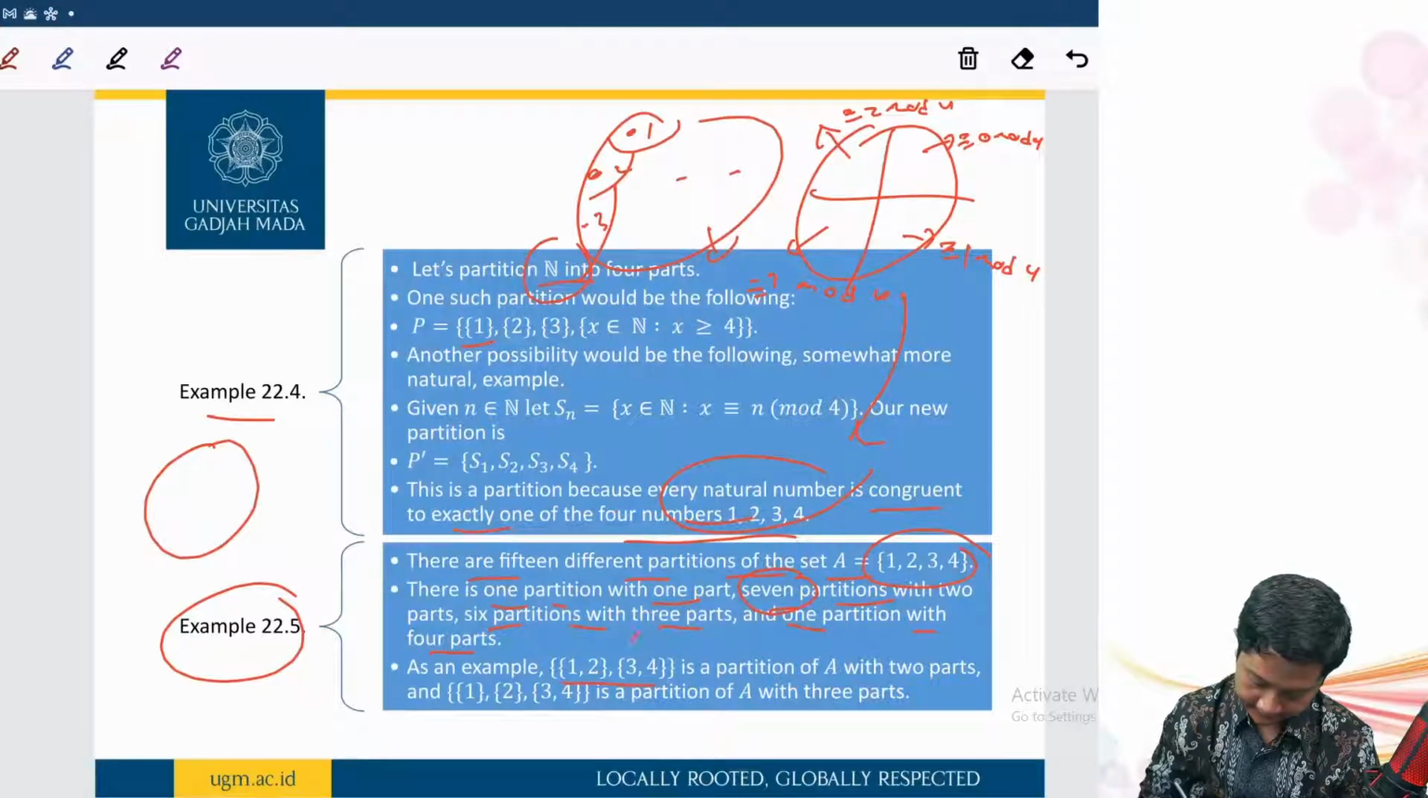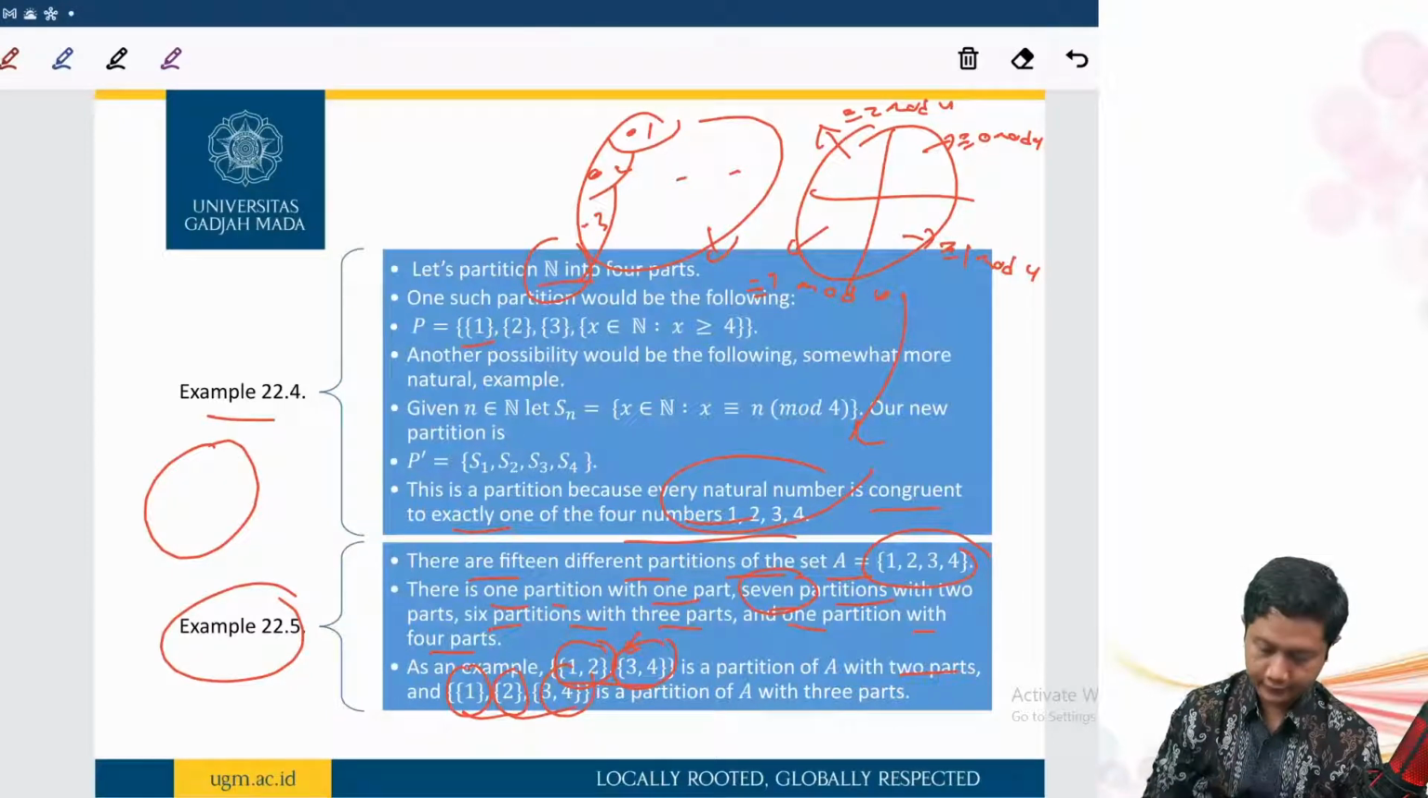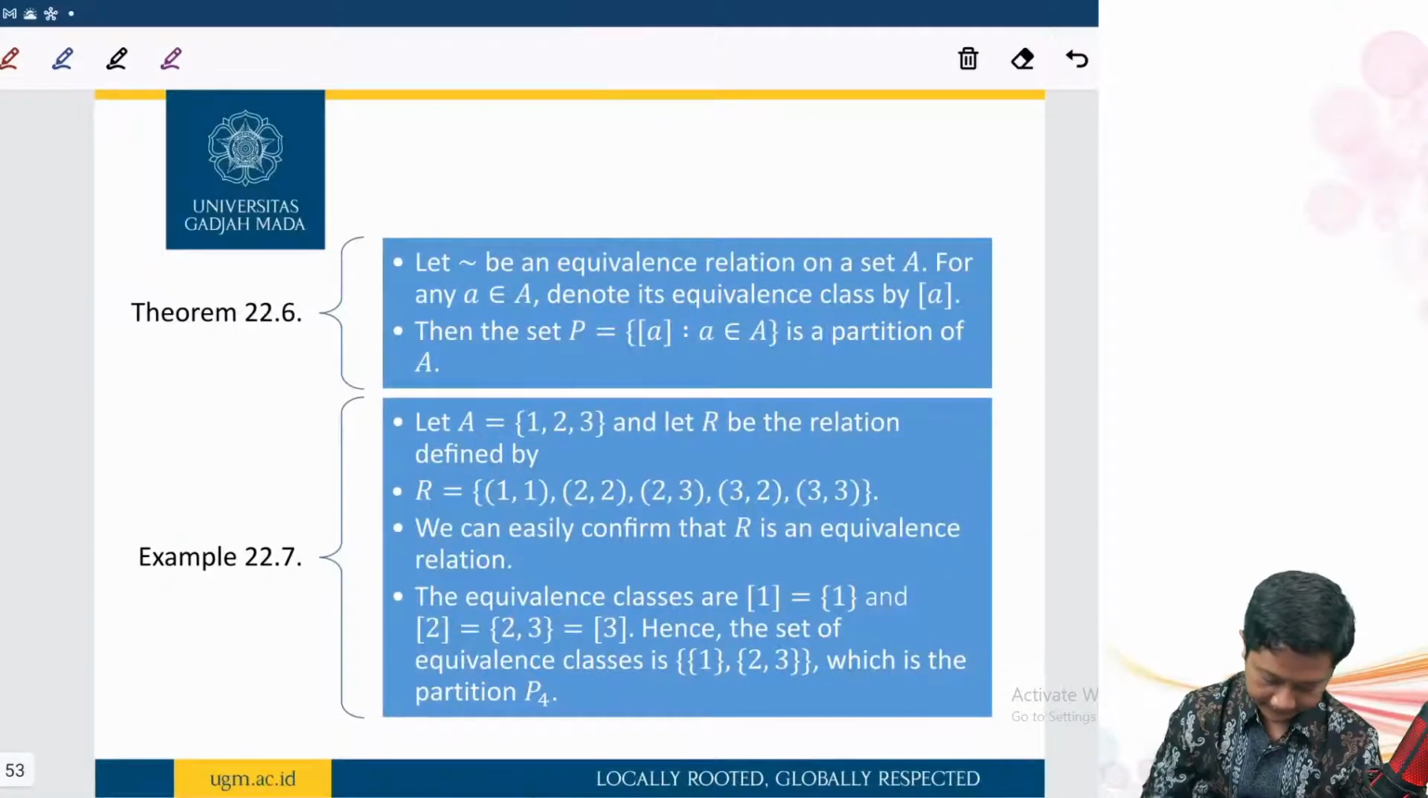This is one example of a partition with 2 parts, and this one is a partition with 3 parts. Why this one 2? Because 1 and 2. This one 1, 2, 3. Okay, should be fine. And next, we have this theorem.